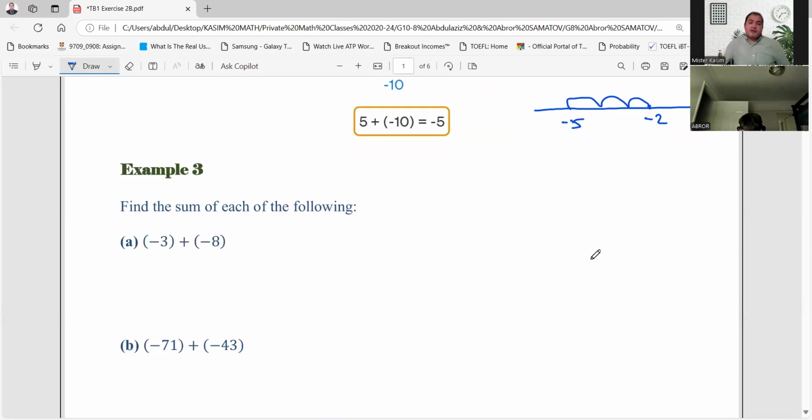For example, find the sum of the following. Read it and tell me the answer. What is negative 3 plus negative 8? The absolute values are 3 and 8, so it will be minus 11. And how about negative 7 and 1 plus negative 4 and 3? Both numbers are negative. Why? We just put minus first and add their absolute values. What is 71 plus 43? 114, right? 114. Okay.